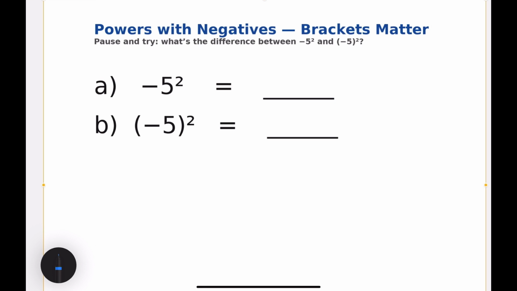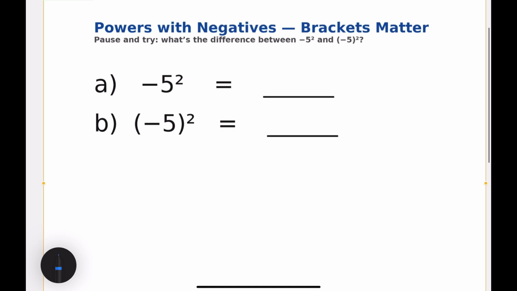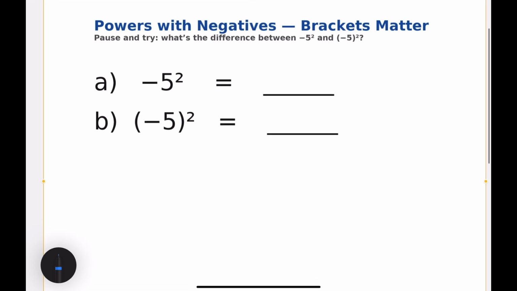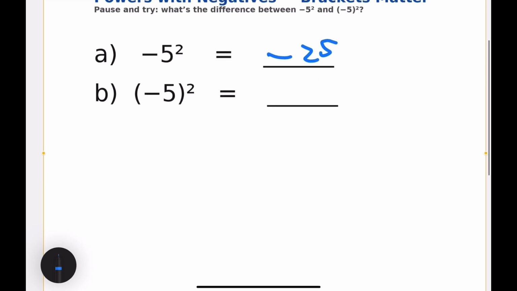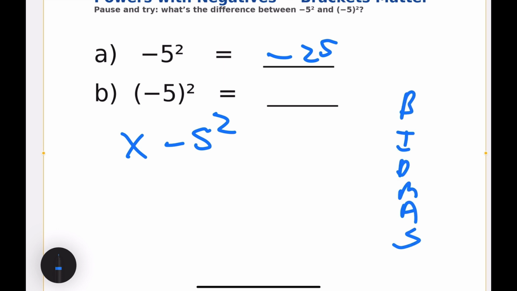Okay, so I'm now going to be going over the difference between minus 5 squared and minus 5 in brackets squared. So with minus 5 squared, we are basically squaring the 5. So it'd be 5 squared, which is 25, but there's a negative sign in front, so it'd be negative 25. So if we think about it like this, say we had x minus 5 squared, and if we think of BIDMAS, so it'd be the indices first, and then it'd be the subtraction.